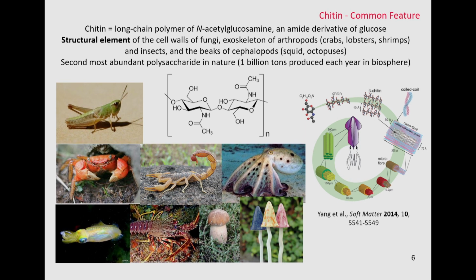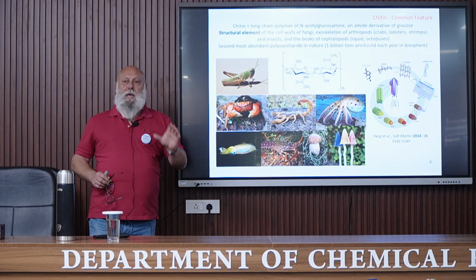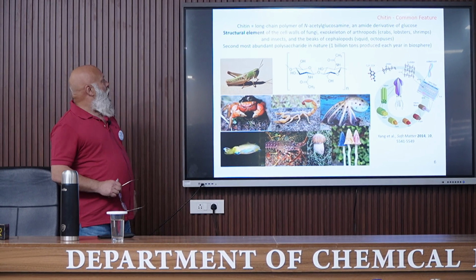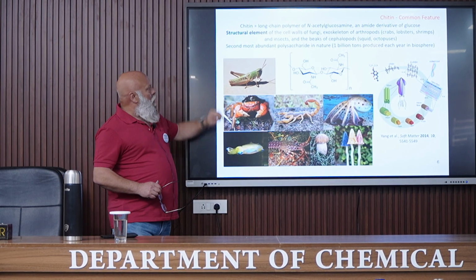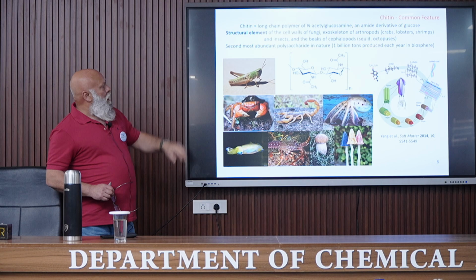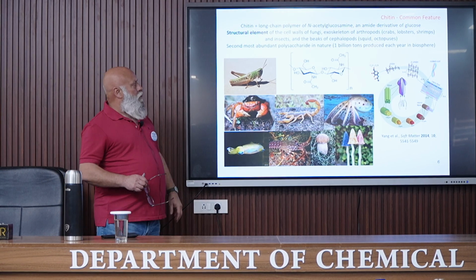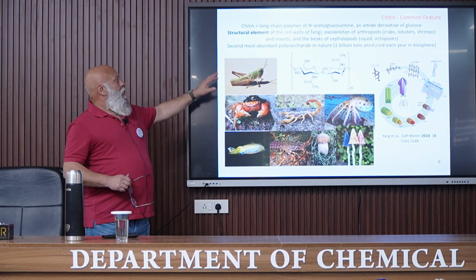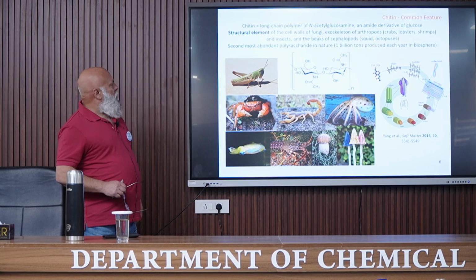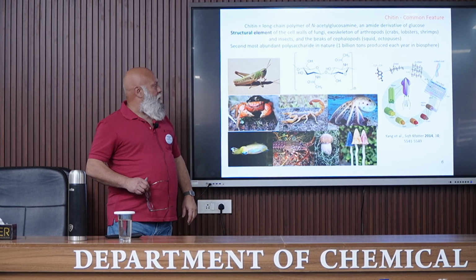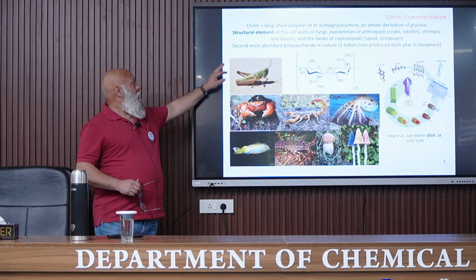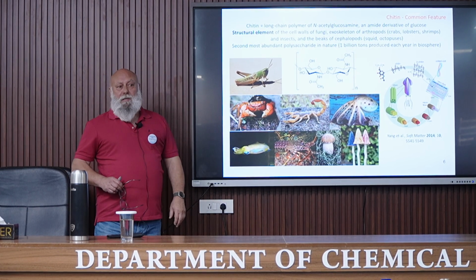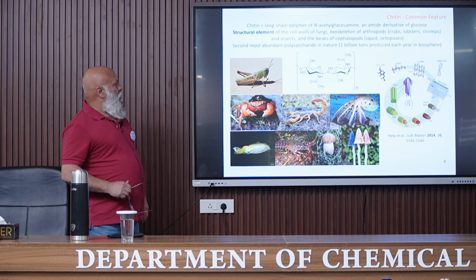Chitin is also a structural element, meaning that in nature it provides the mechanical properties to the living organism. But it is not found in plants. It is in the cell wall of fungi, in the exoskeleton of arthropods like crabs, lobsters, shrimps, and insects, and can be found also in the beaks of cephalopods like squid and octopus. It is also an abundant polymer. It is the second most abundant polysaccharide after cellulose.